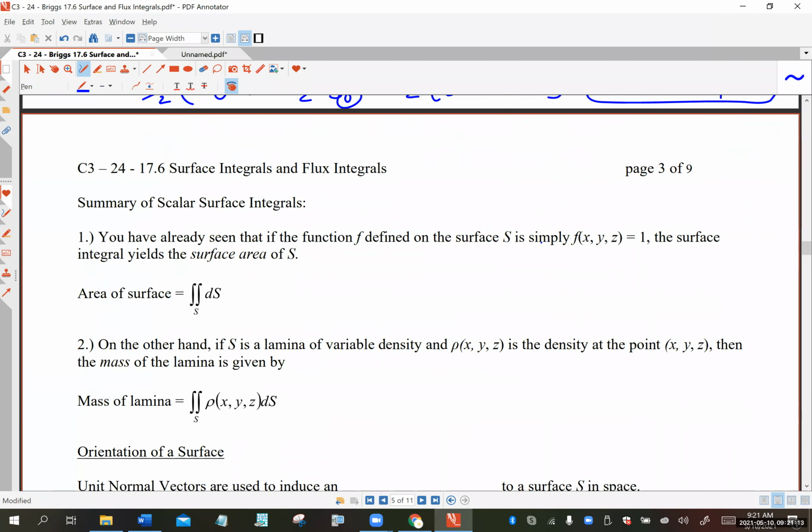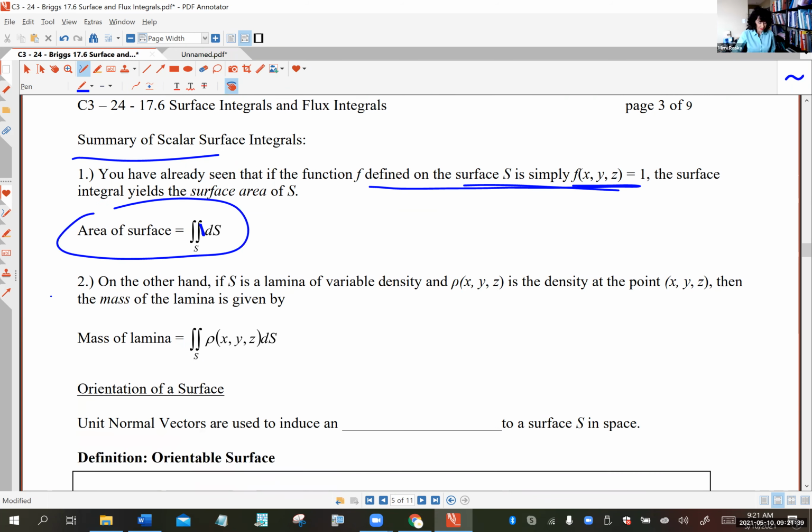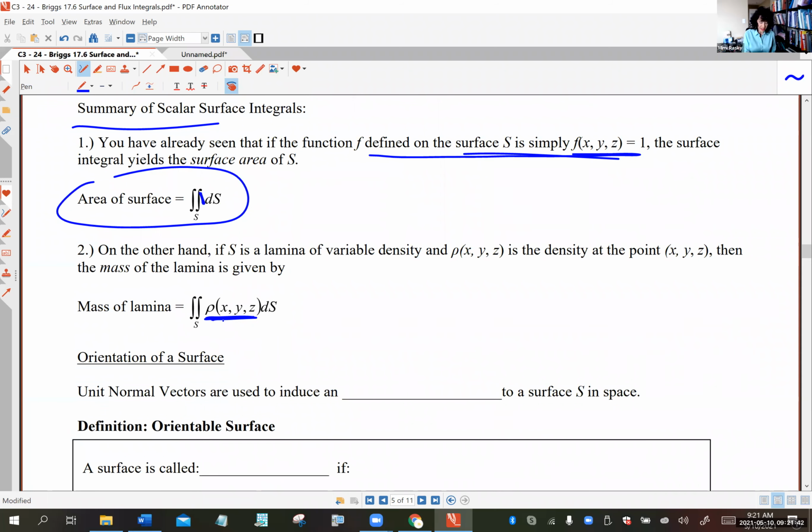You're good. All right, so let's do a quick summary of scalar surface integrals, because the next kind of surface integral we're going to do is a vector field surface integral. You knew this was coming, right? Vector fields aren't going away. So you've already seen that if a function f is defined on the surface, but f(x,y,z) is 1, then that's just the area of the surface. But if you stick something in there that's a density function, this represents the mass of that lamina, of that surface. Fine. So those are your two applications of these scalar surface integrals.